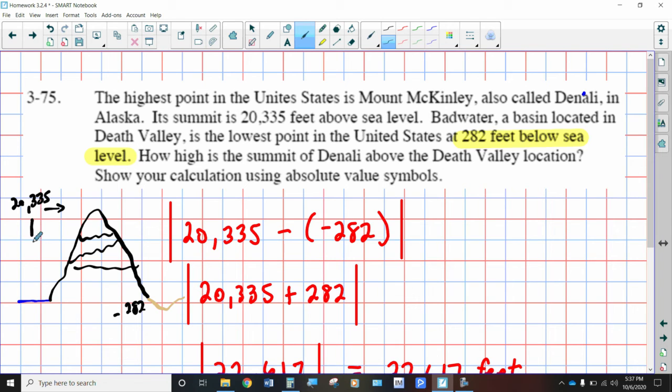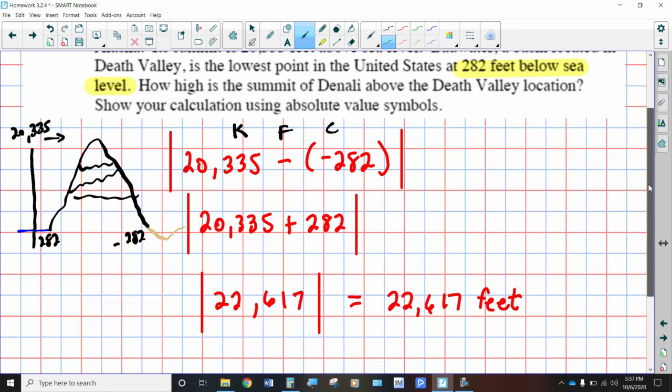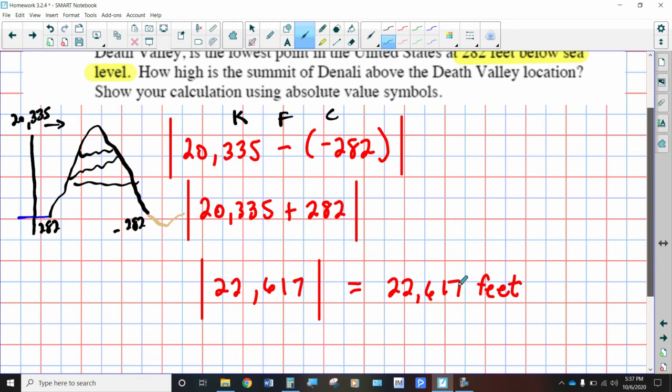So the distance from here to here is 20,335, and the distance from here to here is 282. So we have to add those numbers together to get the total distance from the lowest point in Death Valley to the highest point of Mount Denali. And so that's where you take 20,335 minus negative 282, which using KFC becomes 20,335 plus 282. So you get a difference of 22,617 feet.